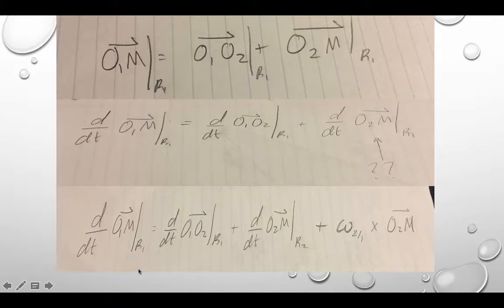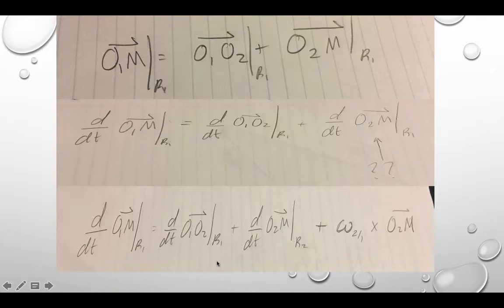This is where the magic formula comes into play. So again, the derivative of O1 to M in R1 is equal to the derivative of O1 to O2 in R1 plus this is the part of the magic formula that Dr. Frone always discusses. So this thing up here, the derivative of O2 to M in R1 is equal to the derivative of O2 to M in R2 plus angular speed omega of the reference frame 2 with respect to the inertial frame R1 crossed with O2M in R2.